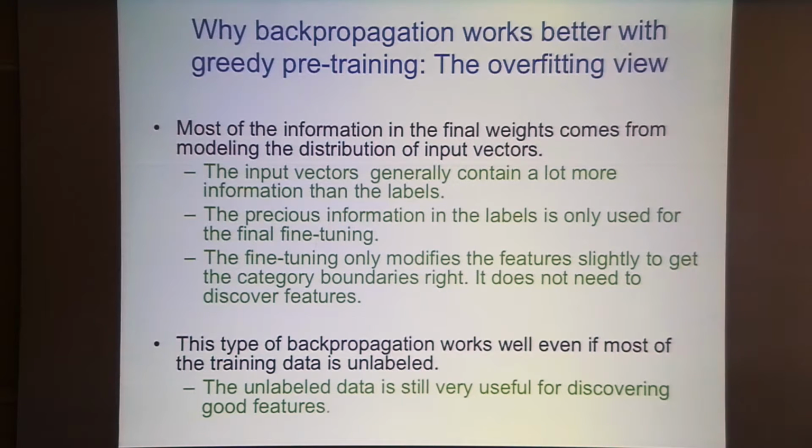If you train unsupervised, you don't need much labeled data. You can get away with much less labeled data than you need if you train supervised, because the information in the feature detectors is not coming from the labels. The labels are just used to set the decision boundaries. That's probably its main advantage.